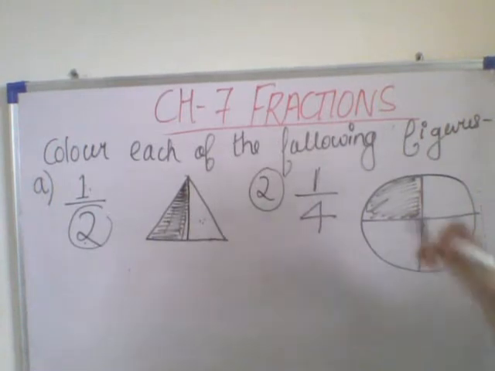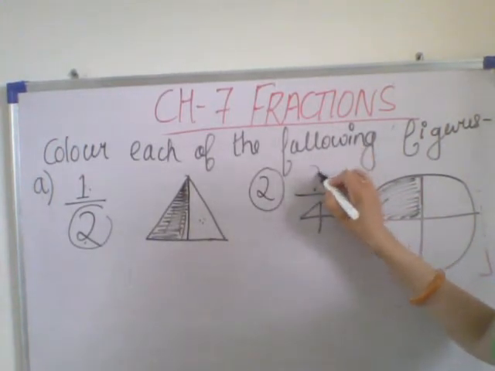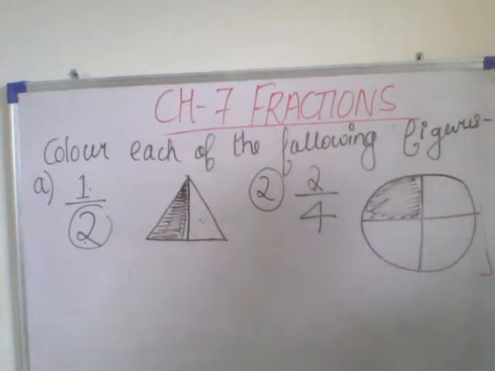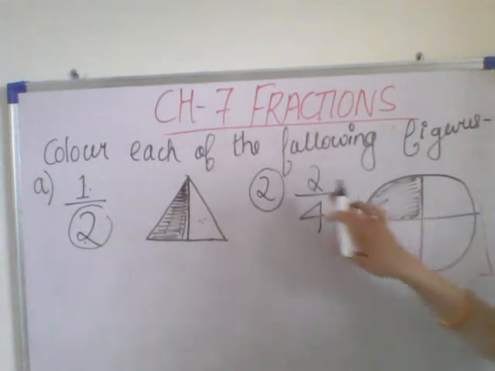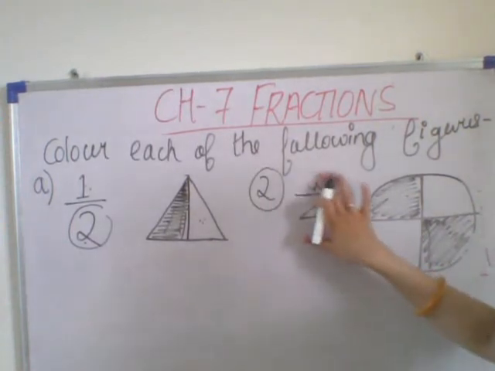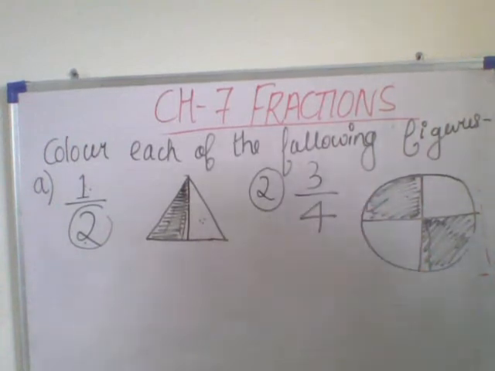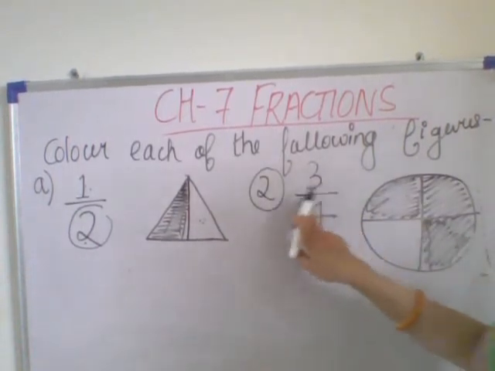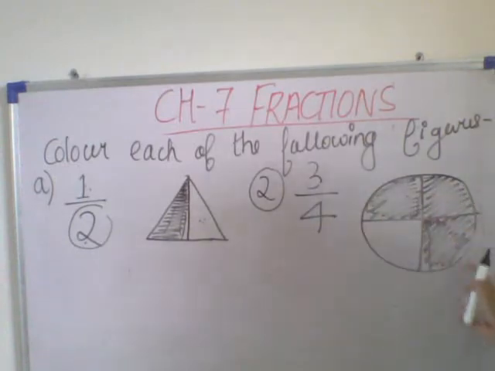If I change this question, students, instead of 1, if I write here 2, then what will you be doing? You have to show 2 by 4th of this fraction in this figure. Then you have to shade any 2 parts of this figure. Now this is 2 by 4. Now what if I want to show here 3 by 4? Then you will be shading one more part. So here you can see that out of the 4 total parts, 3 parts are shaded.